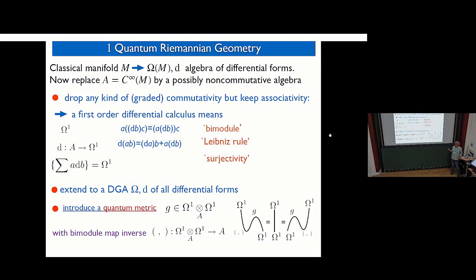I have written a paper on that with one of my students, Wenjing Tao. You can still do a lot of quantum Riemannian geometry, but you have to be aware that not every one-form will be generated by differentials. So then it's just more work. But that's certainly doable.